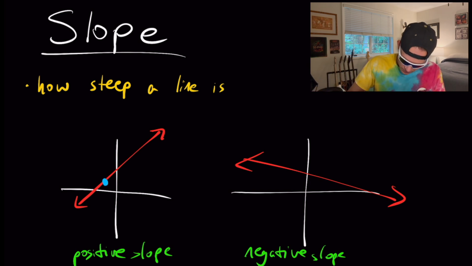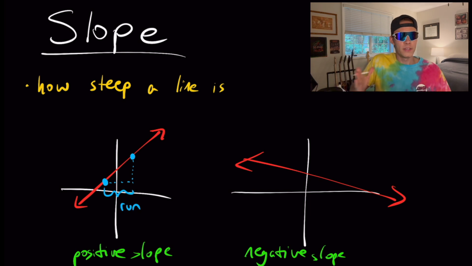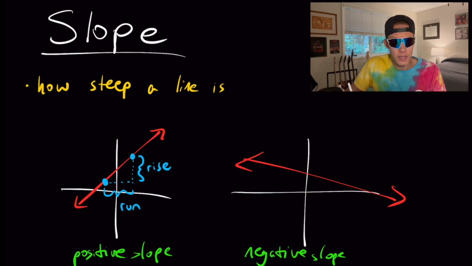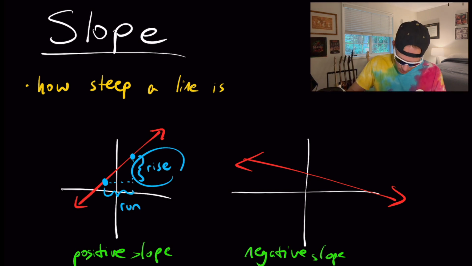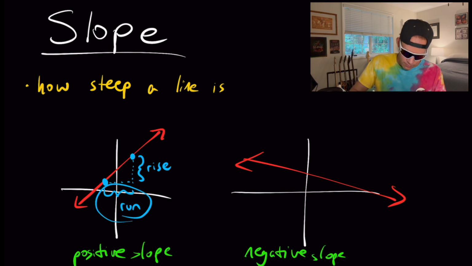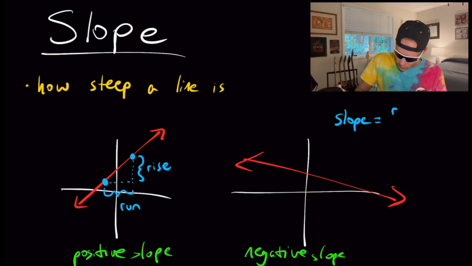I'm just going to take 2 points, maybe here and here. And I'm going to draw a triangle like this. And so this part down here, that distance, we'll call it run, or your difference between the x values. And up here, we're going to call that our rise, or the difference between our y values, or the vertical change. So here we have vertical change, and then here we have horizontal change. And so slope is equal to rise over run.